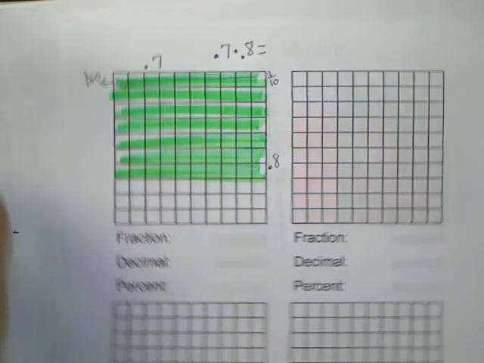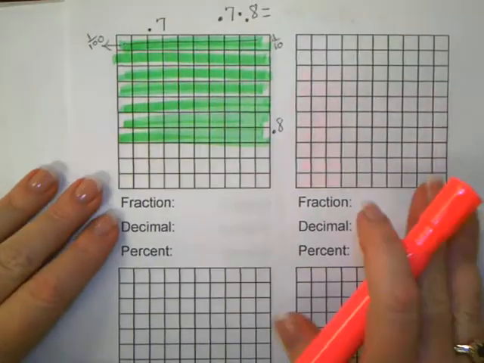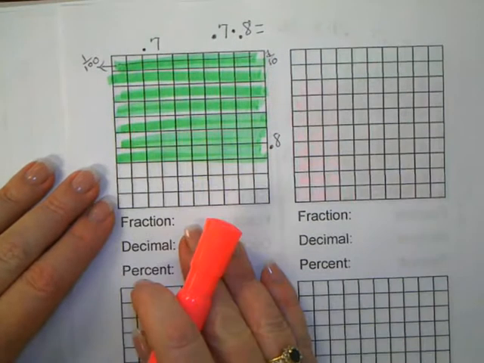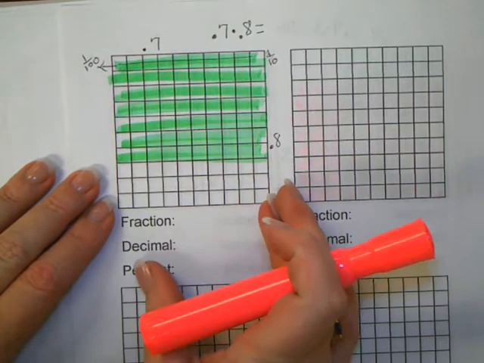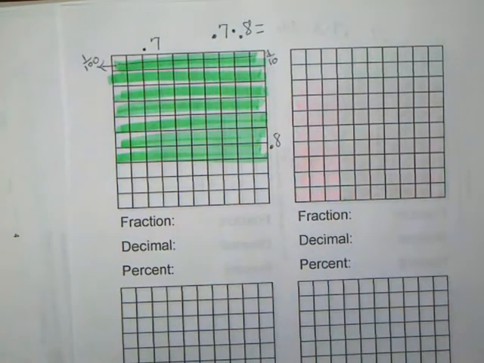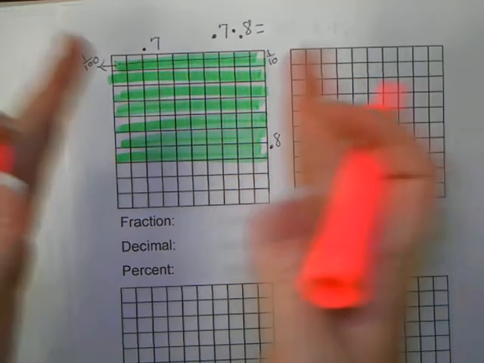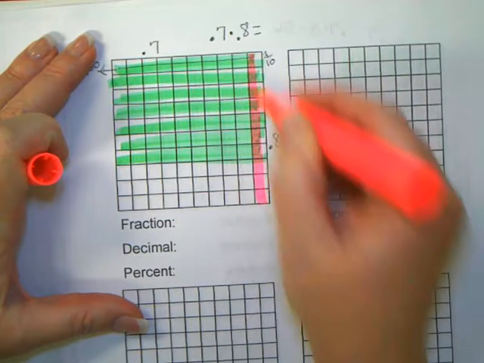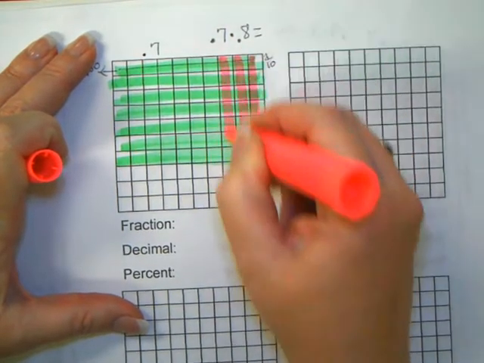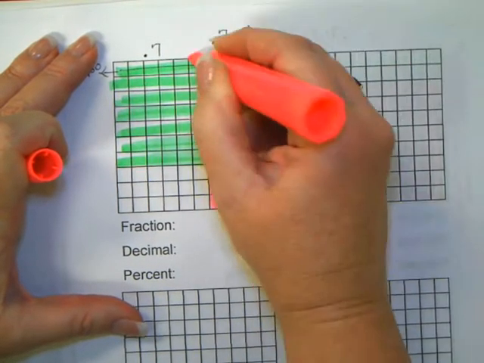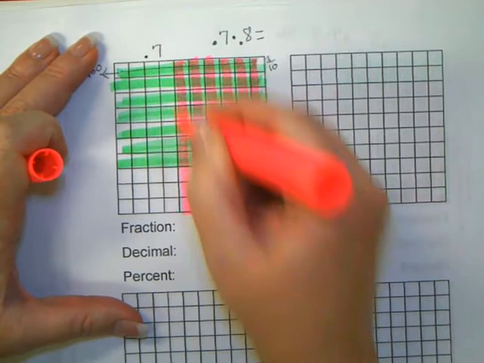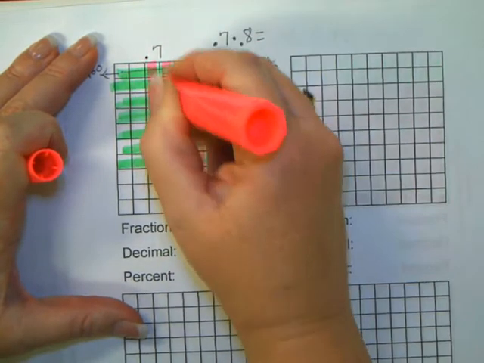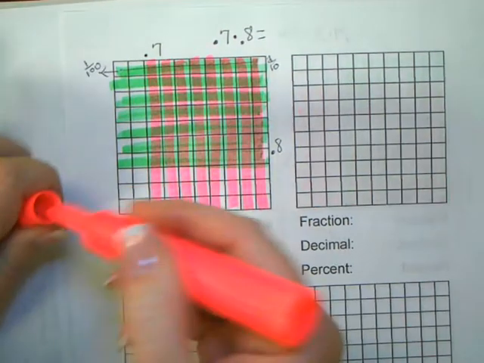All right, and then I'm going to do 0.8. That's going to be 8 of the rows, or 8 of the columns, and this time I'm going to go up and down instead of side to side, because I'm going to show you what happens when we merge these two decimals together. So I'm going to do 0.8, so that means I'm going to have to do 8 columns to represent 8/10. And I believe that's 8/10 right there.